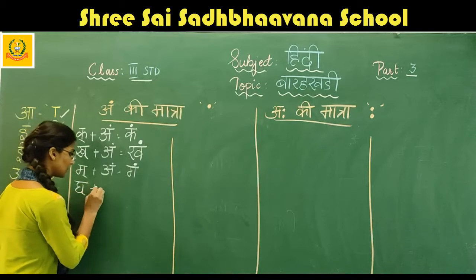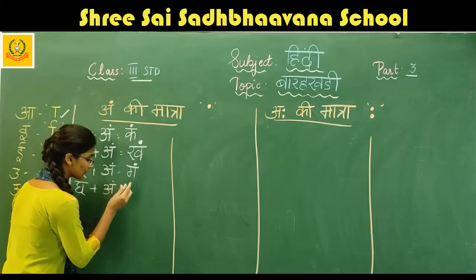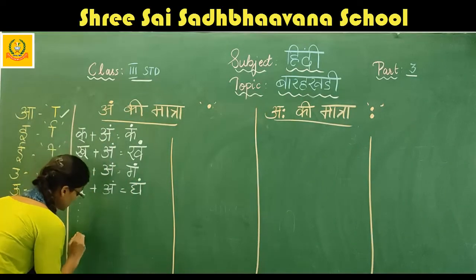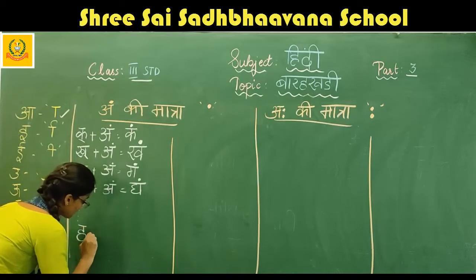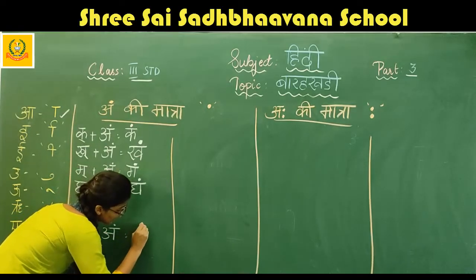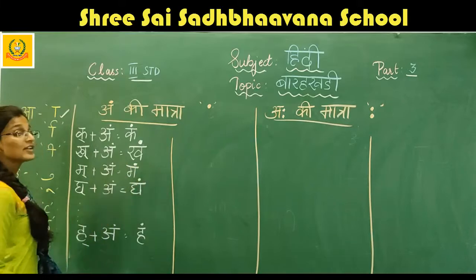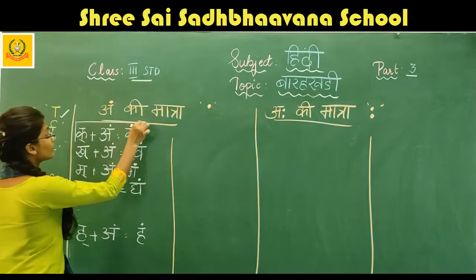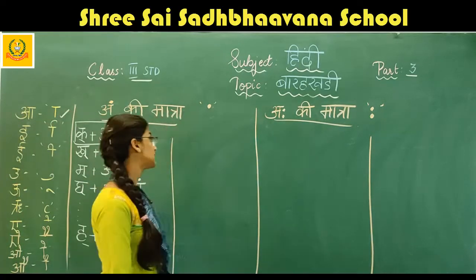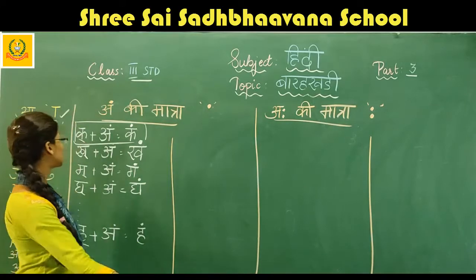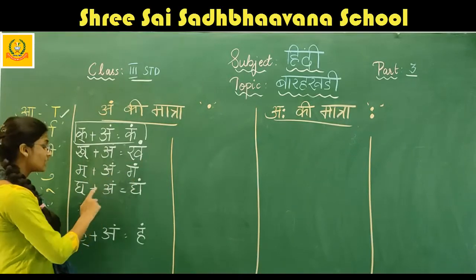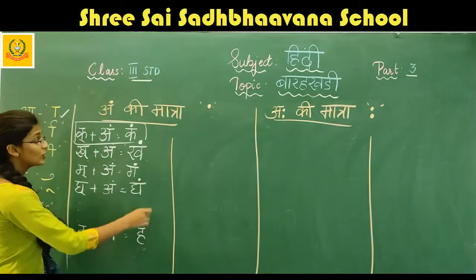Gha plus gives you gum. Likewise, write till ha. Ha plus gives you the result. So this is the way you will be writing. So in this form, you will be writing, that is ka plus gives you come. Like that, you will be writing till ha. Gha plus gives you gum. Like that, write till aha. You will be able to identify.